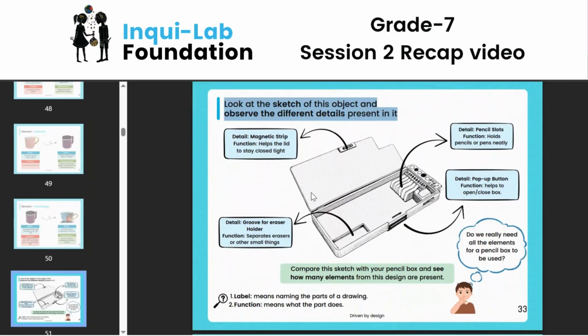You can ask one student to read what is written in each box, or you can do it yourself. Now ask them to look at their pencil box and compare what are the different details they have in their pencil box. Remember that there are 2 new words here. Read them out for the students.